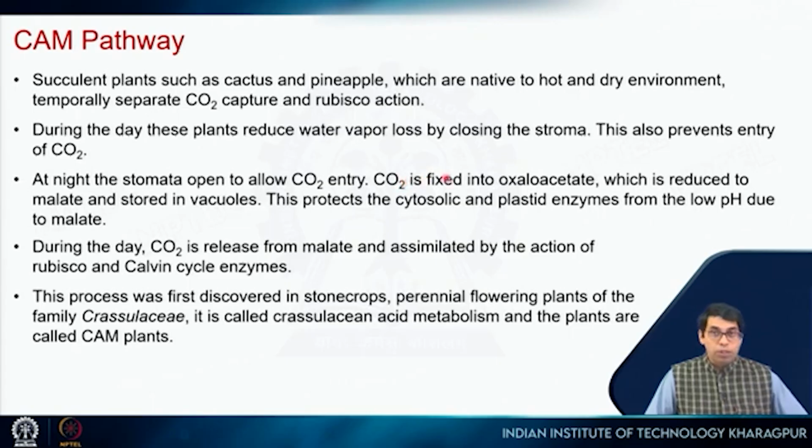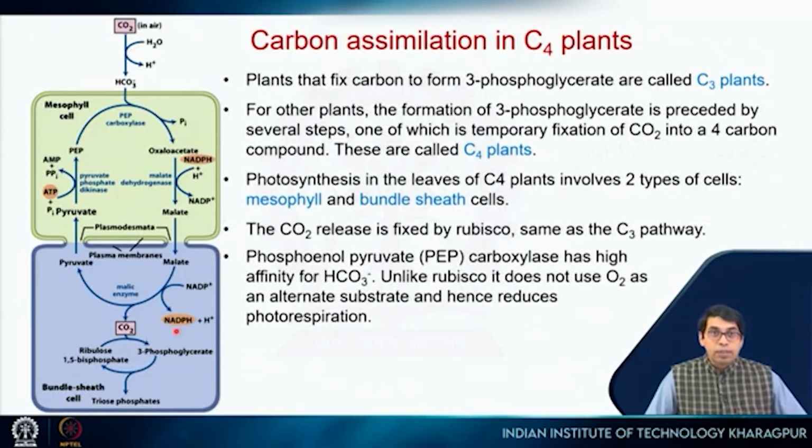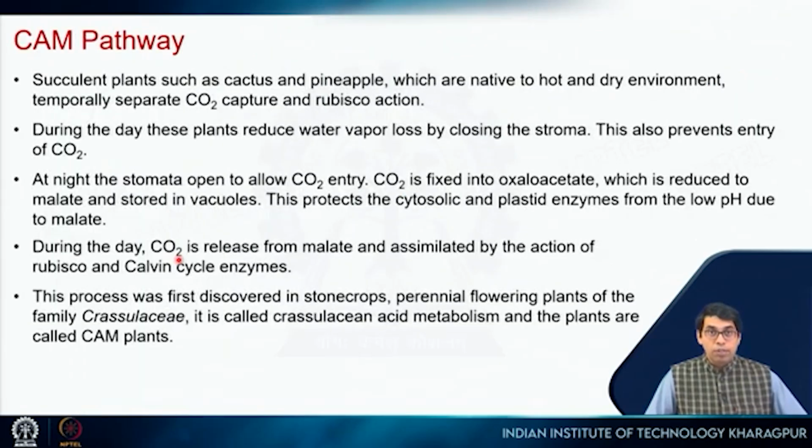Carbon dioxide is fixed into oxaloacetate, which is reduced to malate, as we saw in the previous slide, and then this malate is stored in vacuoles. Okay, so the malate is produced and it is not immediately used to release the carbon dioxide. So, this malate is stored in special organelles called vacuoles. Why store it in vacuoles?